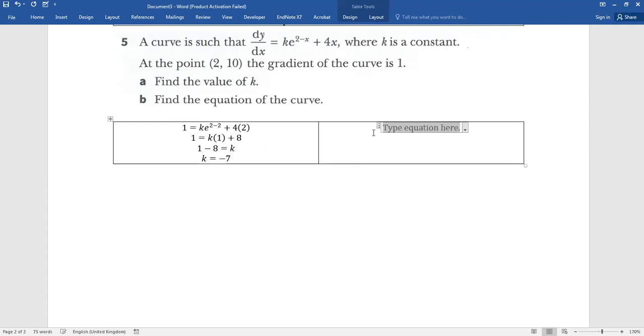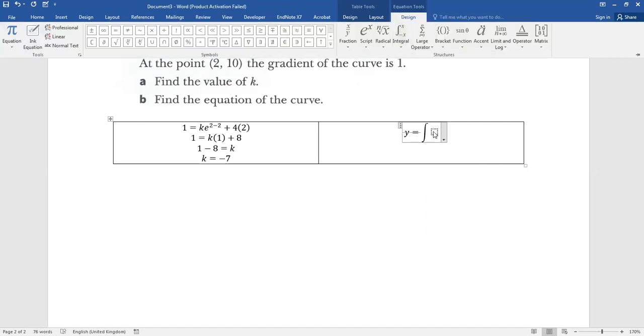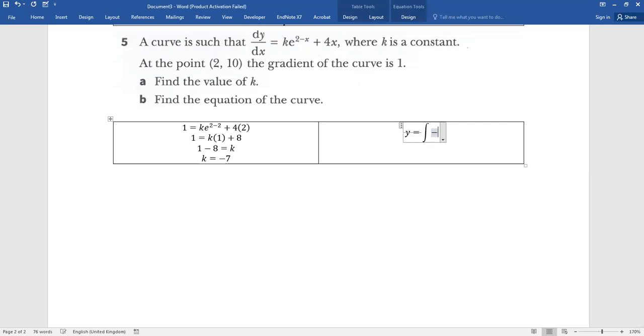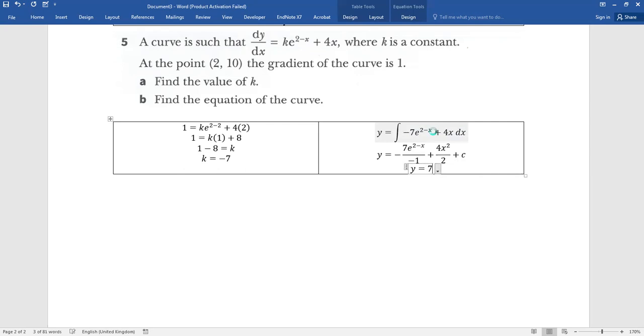Yes, sir. Now I can say I'll get y once I integrate dy by dx, or the derivative. So I need to write k is negative 7, e to the power 2 minus x, plus 4x, with respect to x. So I'll get minus 7 e to the power 2 minus x divided by the derivative, plus 4x square upon 2 plus c. So y becomes equal to 7e to the power 2 minus x plus 2x square plus c.